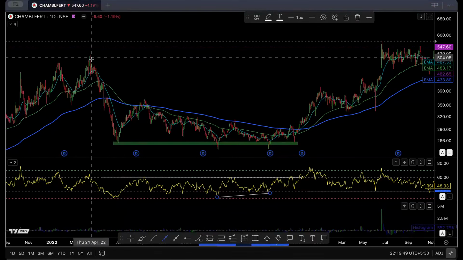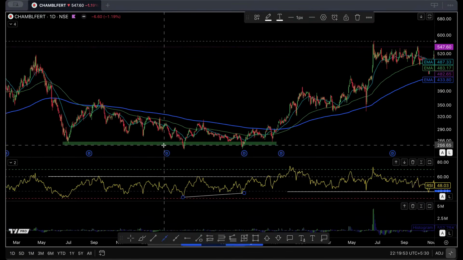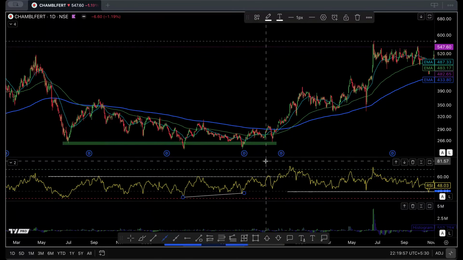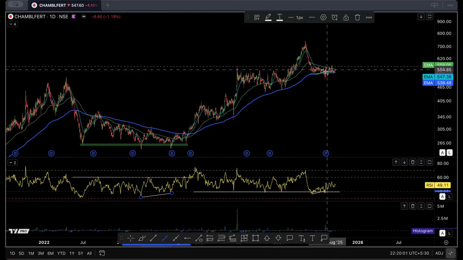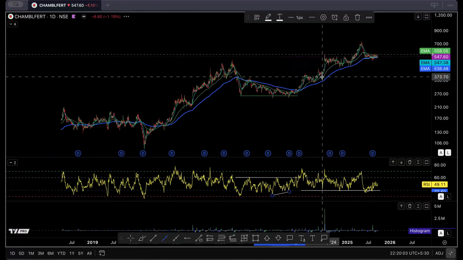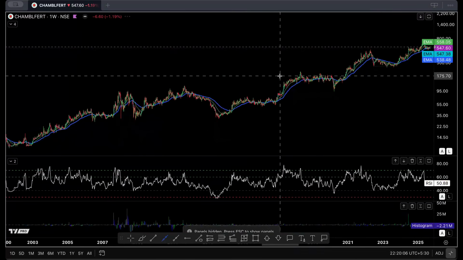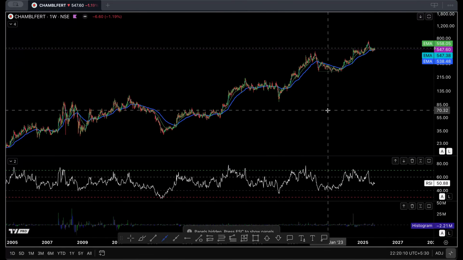So if you look at this correction, how it consolidated near a support zone, and then on the RSI daily time frame, it gave a positive divergence, and then the big uptrend began. It's very similar to what we are experiencing over here. So, having identified all this, what I want to do now is ascertain where my target lies.